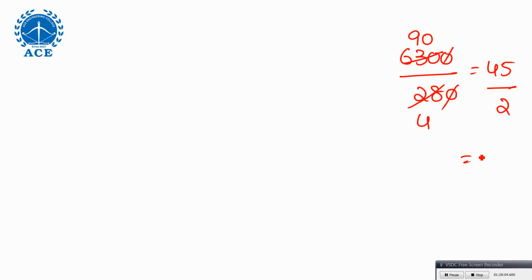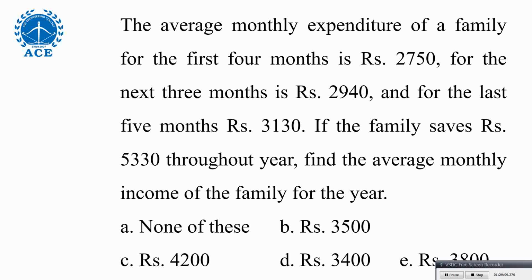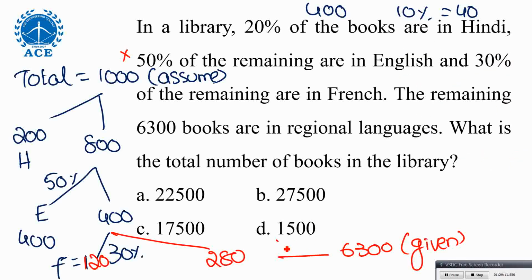If I am not getting that factor directly, don't worry. Simple. 6300 you want, I have 280. Zeros cancel, 63 by 28, 7 fours, 7 nines, means 9 divided by 4, or 2.25 is the factor. I want to multiply with 22.5. So 1000 into 22.5 will give option A, 22,500. I need to correct it.